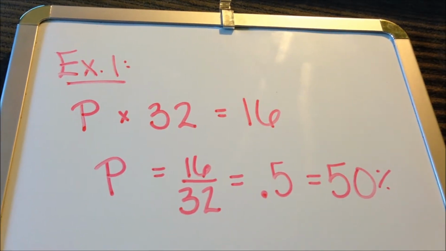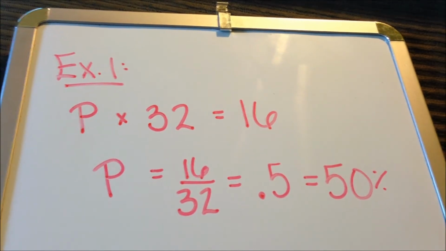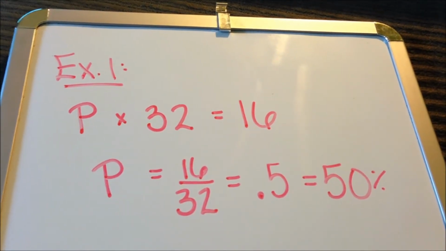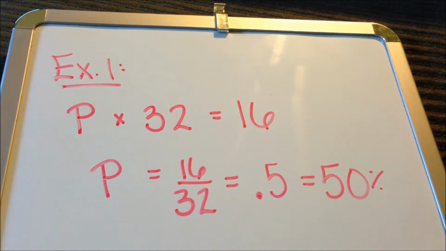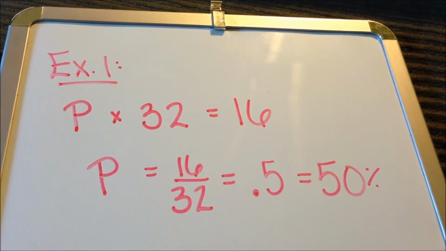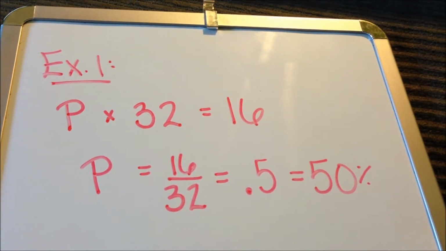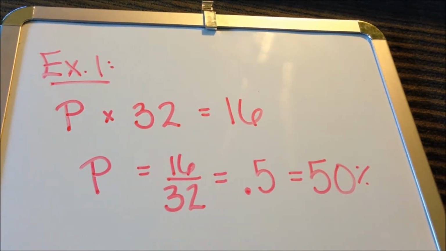Okay, for example 1, we have what percent of 32 is 16? So we have P times 32 equals 16. To get the P by itself, divide both sides by 32, so we have P equals 16 over 32. If you type it into your calculator, you get 0.5, which is 50%.